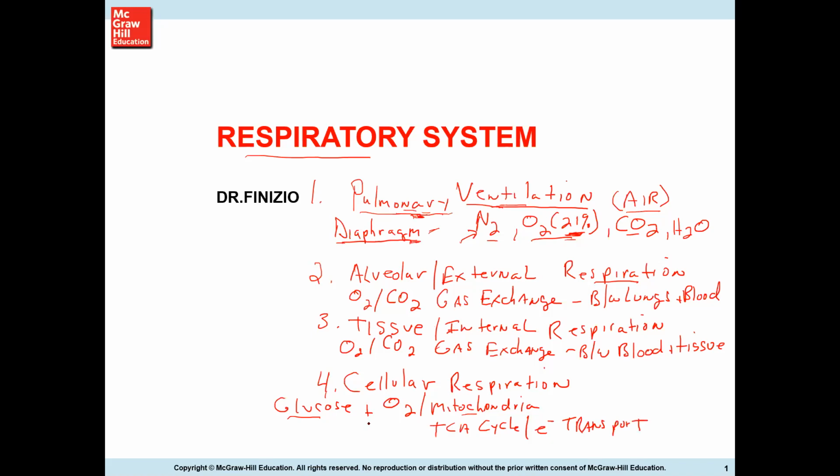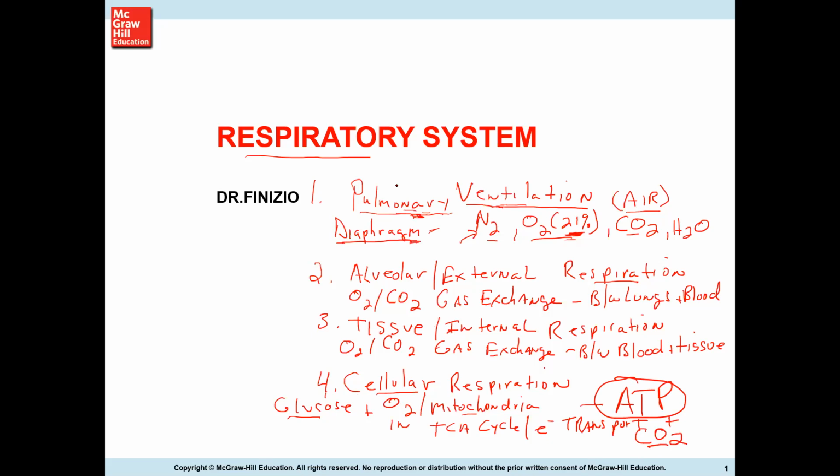And what happens? The oxygen in, and then the byproduct is a lot of ATP. I'll make this really big. ATP through aerobic respiration, plus what? What's the byproduct of cellular respiration? The waste product. Carbon dioxide, right? CO2. So that's cellular respiration.